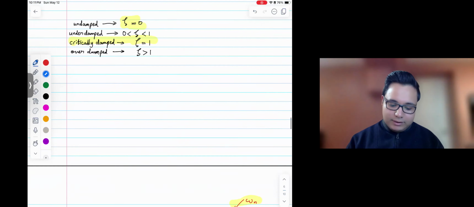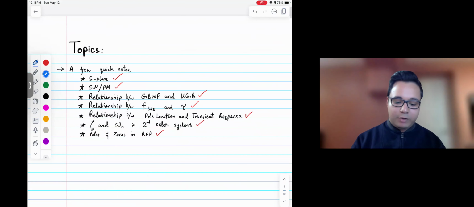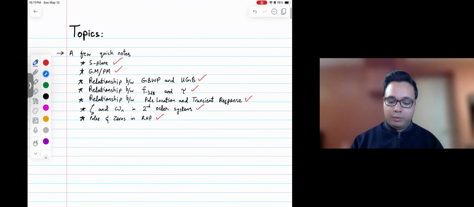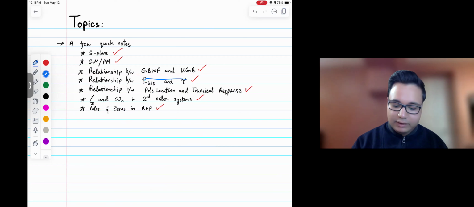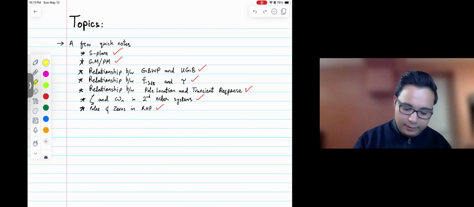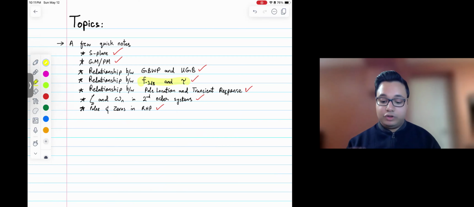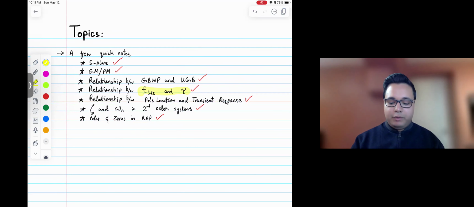Let's look at the contents. We discussed the S-plane, gain margin, phase margin, and the relationship between gain bandwidth product and the unity gain bandwidth. Both of them were equal for a single pole system. We discussed a quick relationship between the 3 dB frequency and the time response, and the tau.